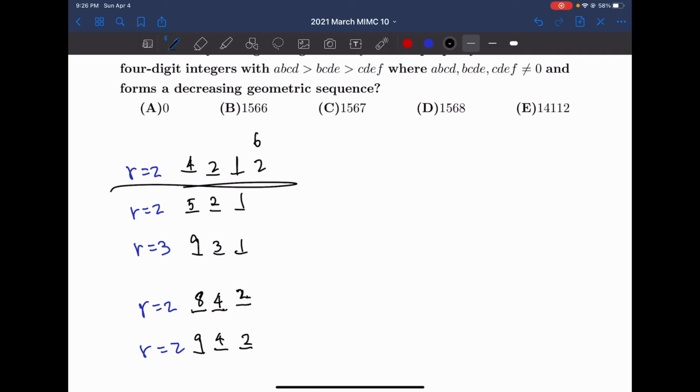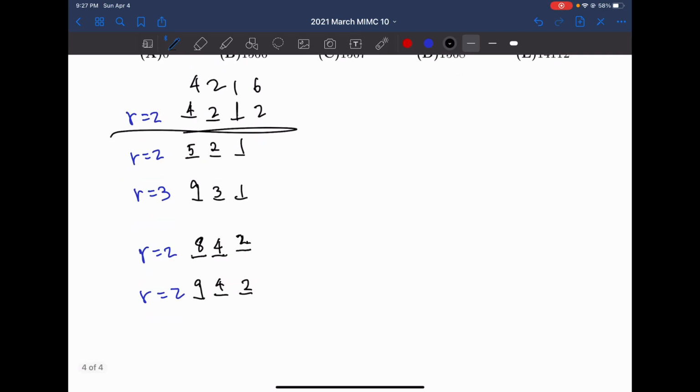Notice that if we divide this by 2, we get 2, 1, that's fine, 2106, but that's 1, so that doesn't work. If we try 4216, that divided by 2 would be 2108, and that wouldn't work either.